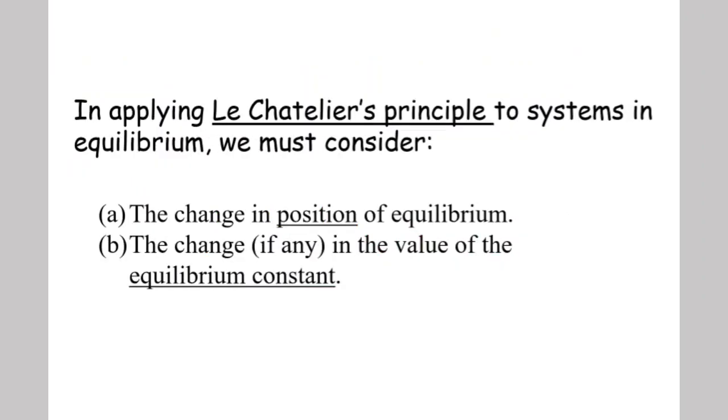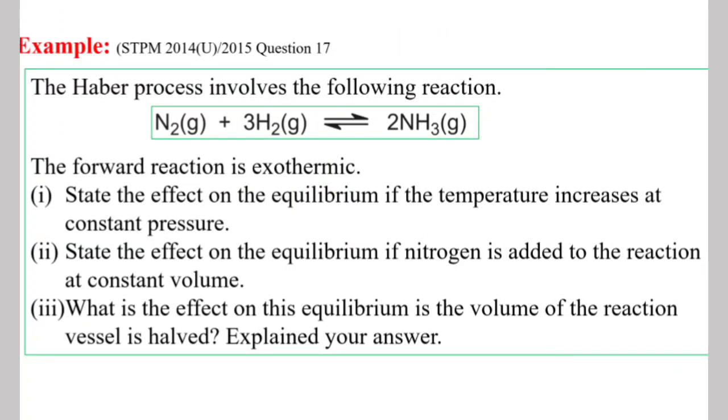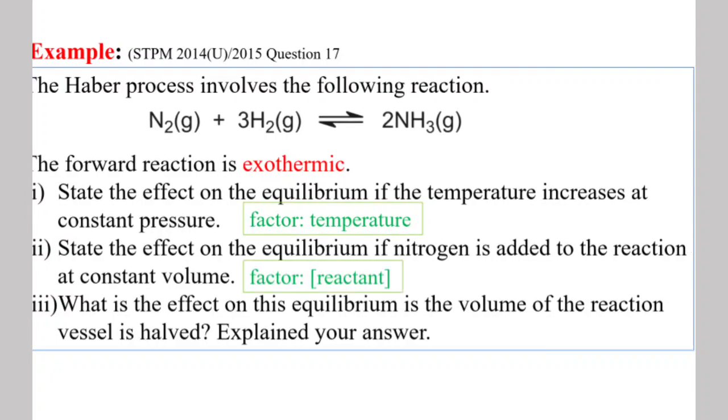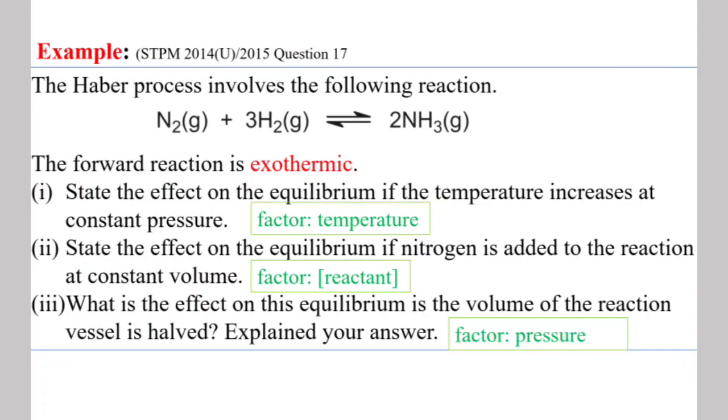In applying Le Chatelier's principle to a system in equilibrium, we must consider either the change in the position of equilibrium or the change of the equilibrium constant. However, in this video, we only focus on Le Chatelier's principle and the position of equilibrium for a system. Now, let's look at the example questions. From question 1, we will discuss the effect of changes in temperature on a system at equilibrium. Then, the effect of changes in concentration. Lastly, the effect of changes in volume, which is related to pressure.